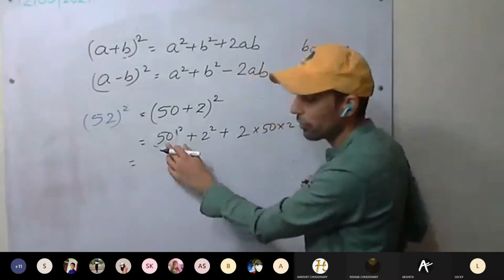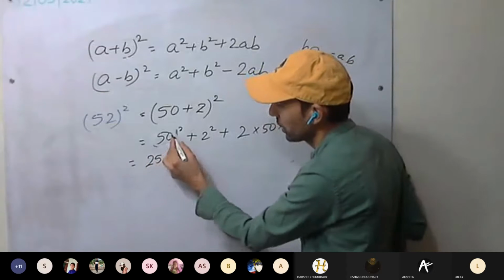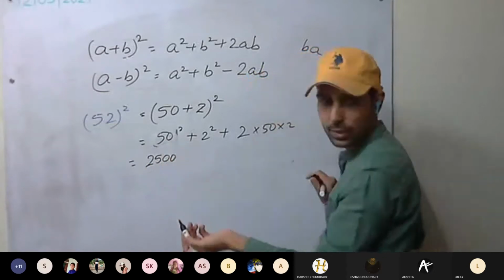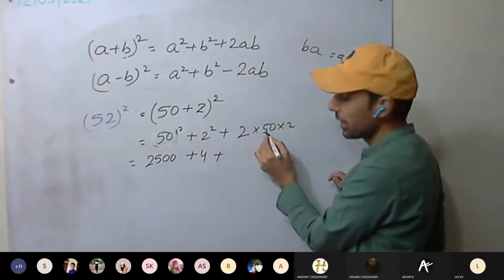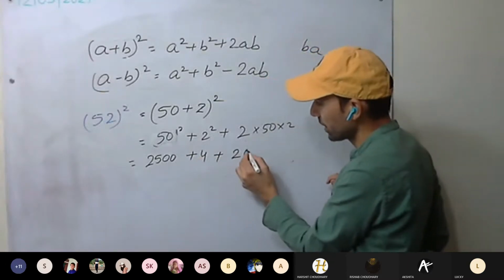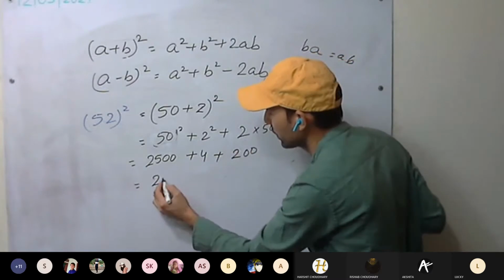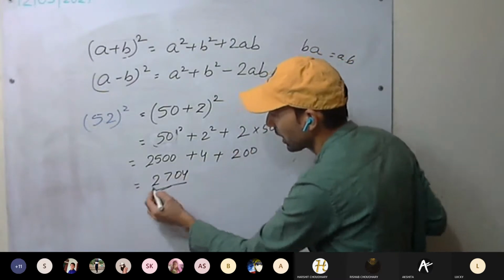What will be the square of this one? 5 square, 25. Double zero, single zero, it becomes 100. Plus 4, plus 2 5s are 10, 100. 100 into 2, 200. So how much is it coming? 2704. Understood?